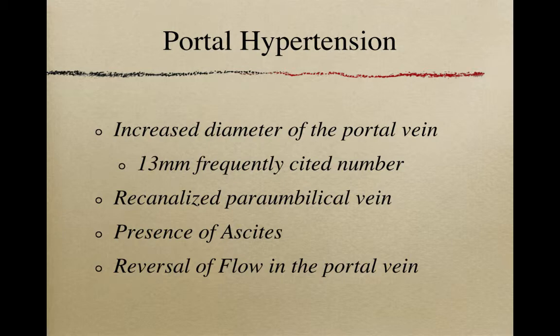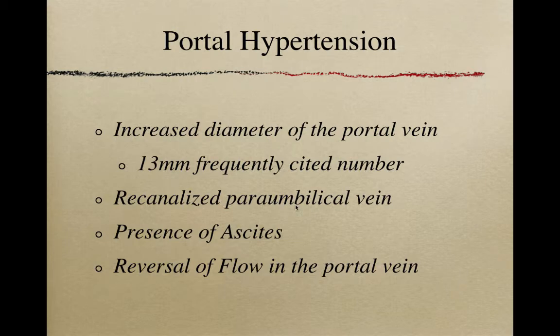Portal hypertension is probably one of the more difficult things to talk about, and certainly because liver anatomy is somewhat tricky, it's probably one of the harder things to see. For our purposes, we're really going to break this down into looking for four main things, and these are a little bit easier to find than some of the other subtler things. One would be just looking for a larger than normal diameter of the portal vein. As I mentioned before, 13 millimeters is frequently cited as the number for the maximum size of the portal vein. We're going to look for signs of esophageal varices, or more specifically, a recannulized periumbilical vein.